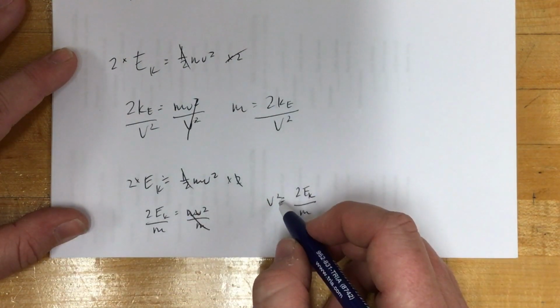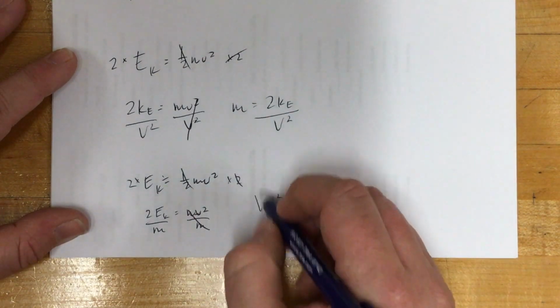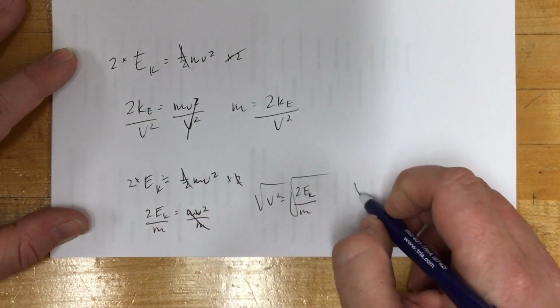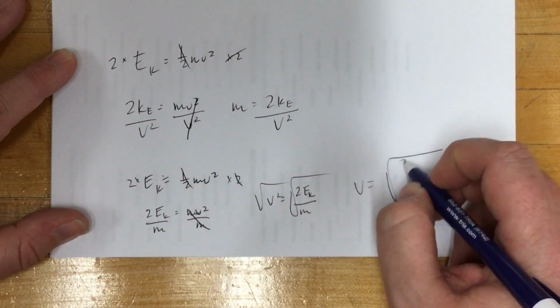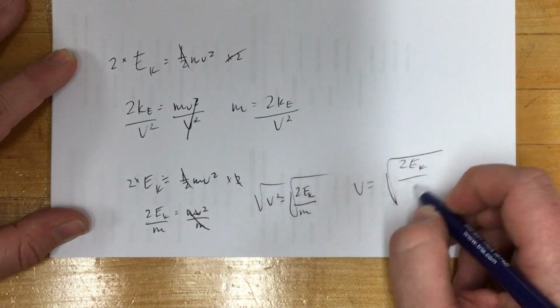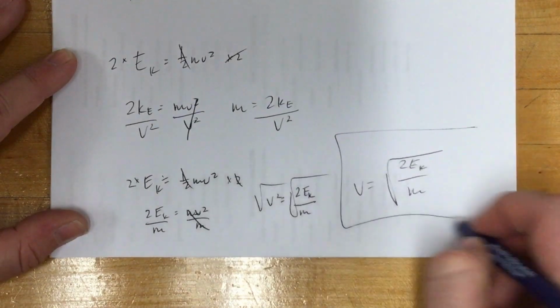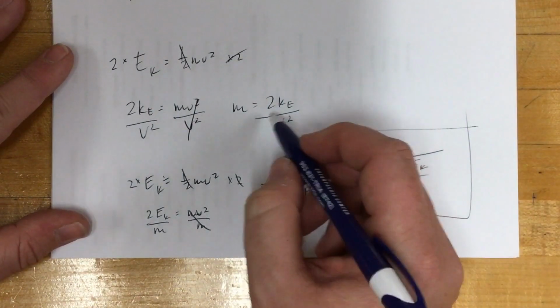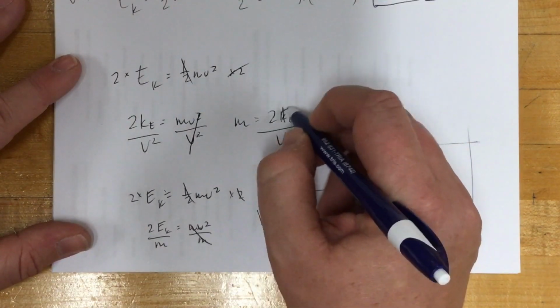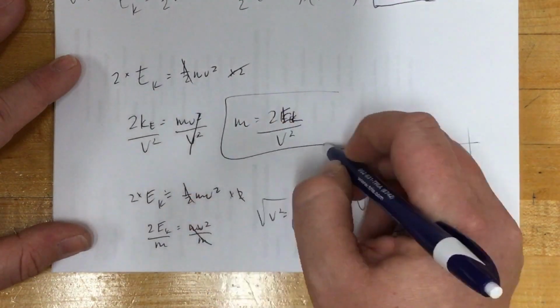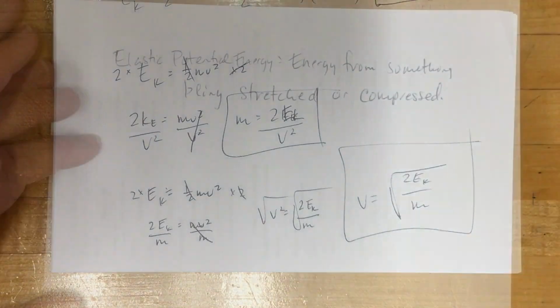But I can't do anything about that yet. I have to take the square root of both sides. And I would have v is equal to the square root of 2 kinetic energy over mass. That's what that would end as. Up here I switched the K and the E, EK. That's what we're looking for.